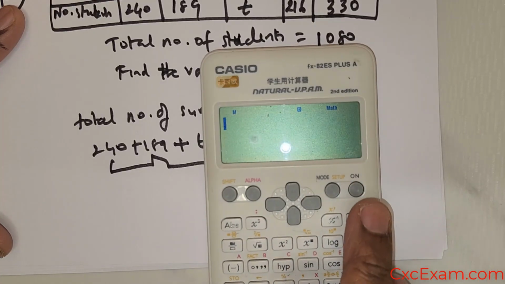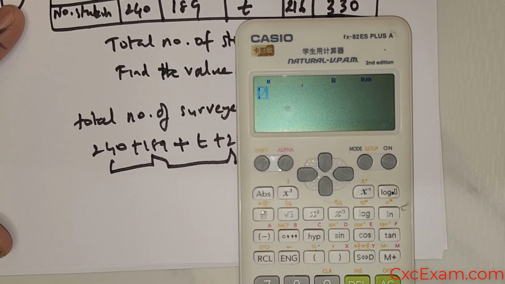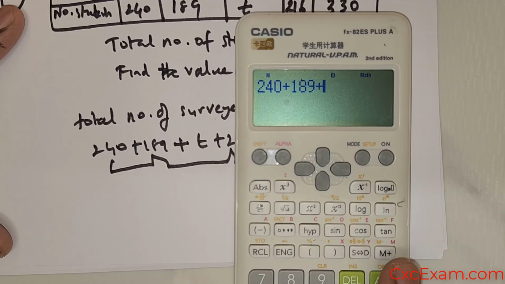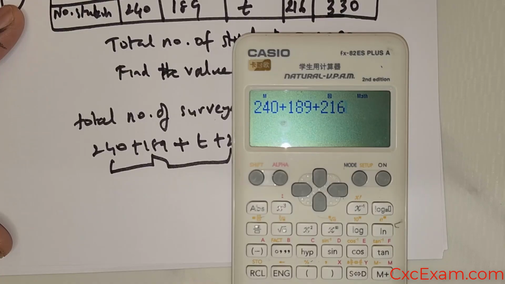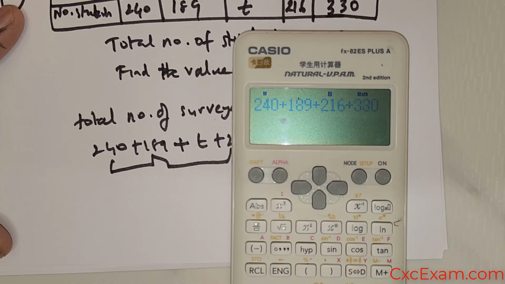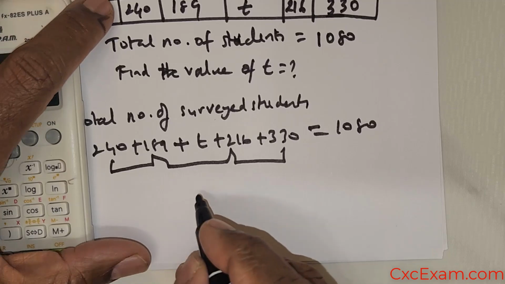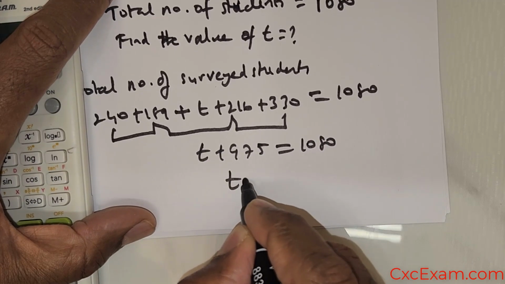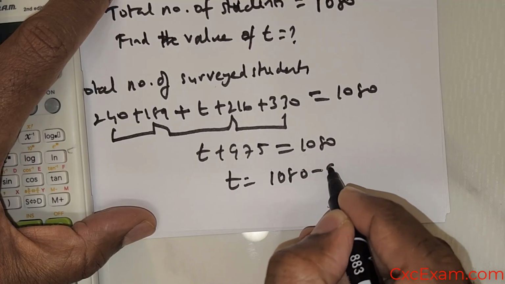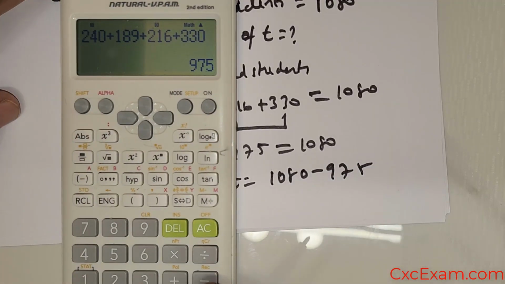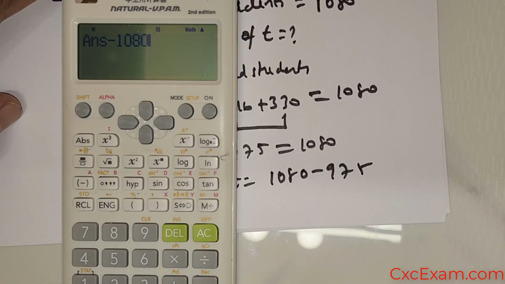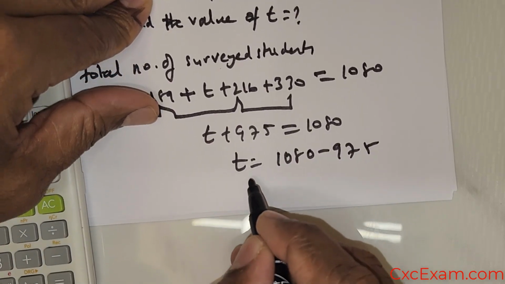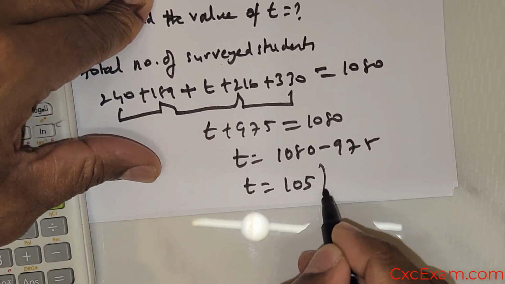The first value is 240, added with 189, added with 216, added with 330. So what do you get? 975. So T plus 975 is equal to 1080. Therefore T is equal to 1080 minus 975. You subtract, that is 105. So T is equal to 105.